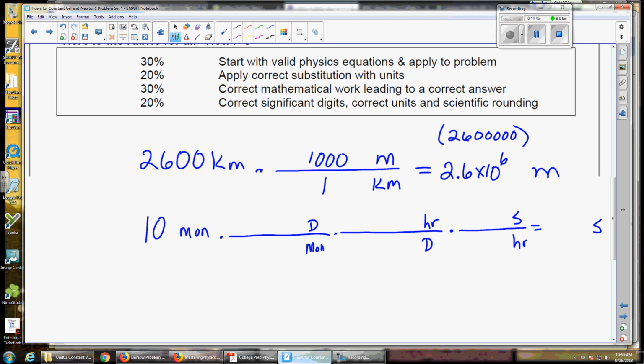I could, but I'm just going to do it in one big step, because I know just off the top of my head that there's 3,600 seconds in an hour. And in one day there's 24 hours. So it depends on the facts you have at your fingertips. And in 1 month, there's 30 days, because that's what they told me, use an approximate month of 30 days.